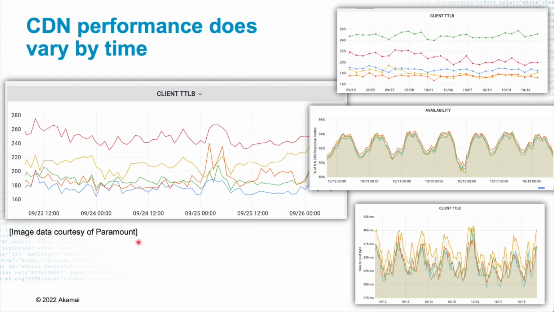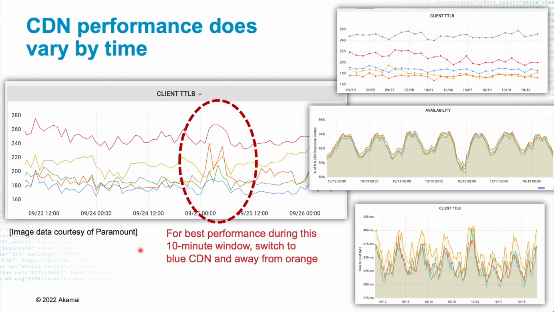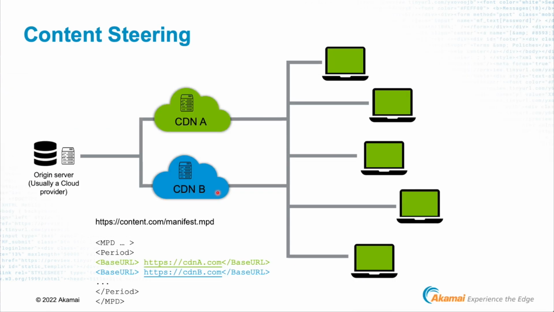Here's some data courtesy of Paramount, where they monitor their multi-CDN over time. And we can see in this chart here, this is only a 10-minute window, but the blue CDN continued to perform well while the orange CDN had a big departure. So for this 10-minute window, for best quality for your end users, you'd want to switch your orange users over to be using your blue CDN. So this gives rise to content steering.